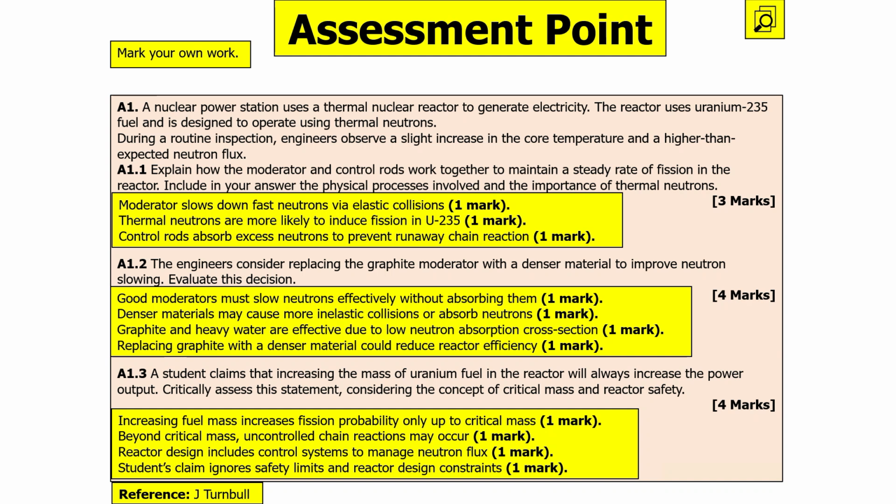Finally, increasing the fuel mass increases fission probability only up to the critical mass. Beyond the critical mass, uncontrolled chain reactions may occur, so the reactor design includes control systems to manage the amount of neutrons and our neutron flux. Now, the student's claim ignores safety limits and reactor design constraints.